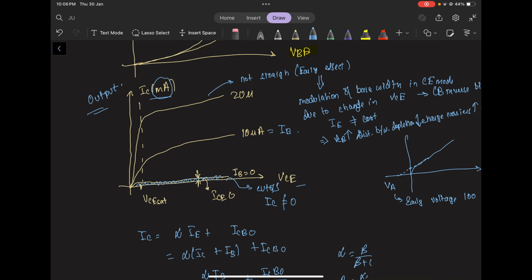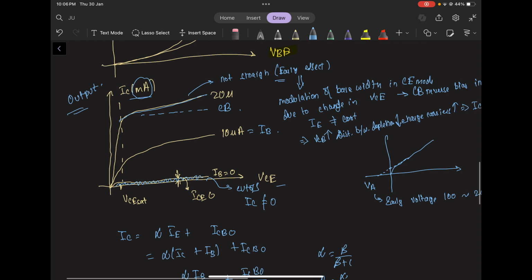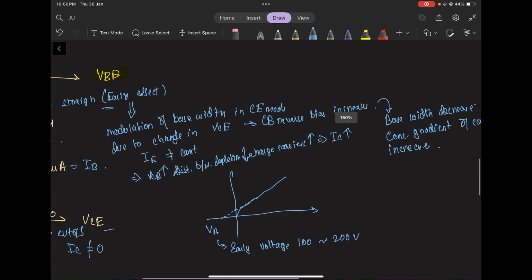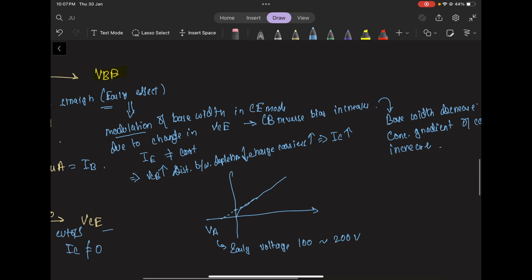First change, these curves are now slanted instead of the original straight ones of the common base. This is mainly due to the early effect. A question can come up theoretically on why this happens. So this is due to modulation of base width in common emitter mode.